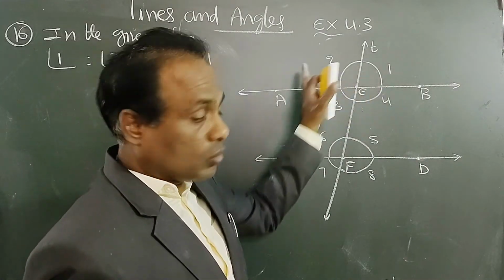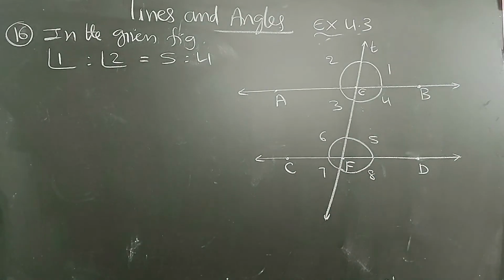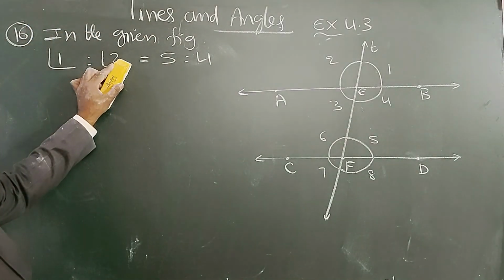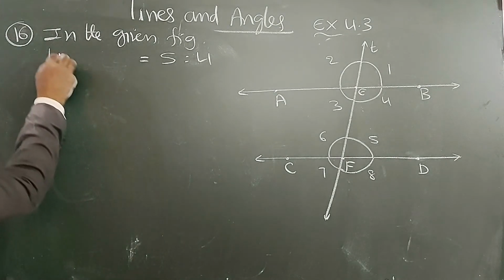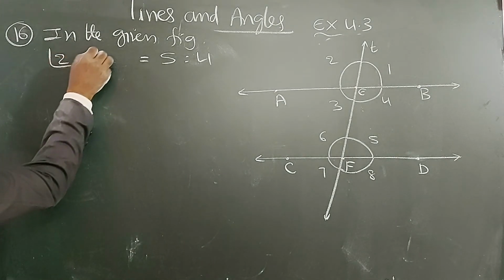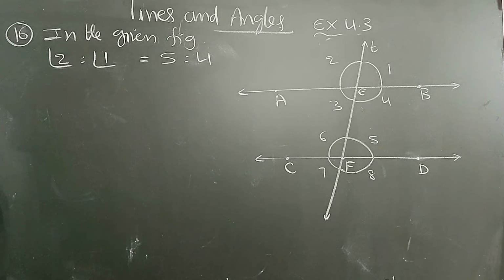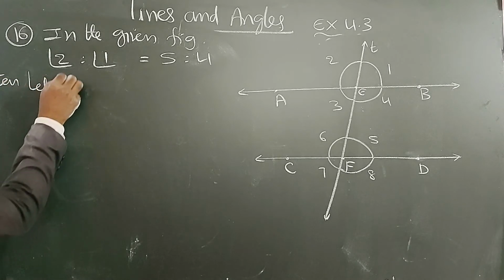Sorry, angle 2 to angle 1 is equal to 5:4. This is correct. The ratio 5:4 is given. See, students.